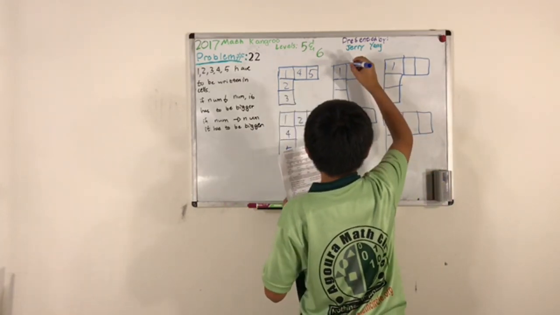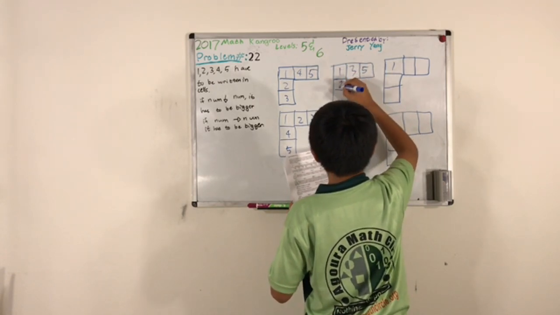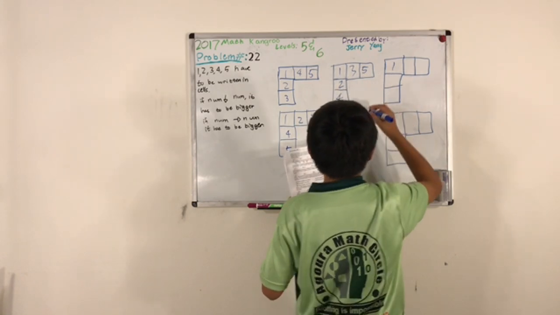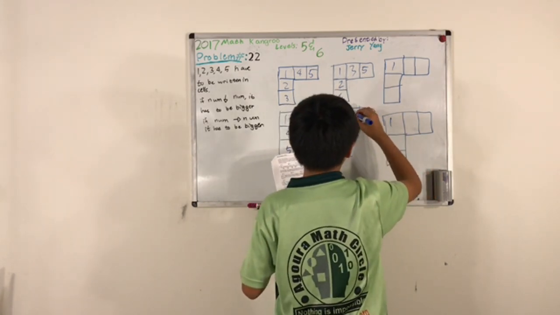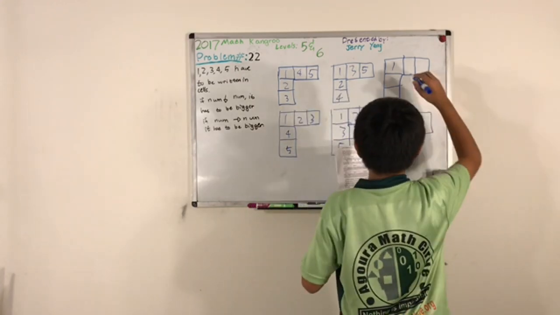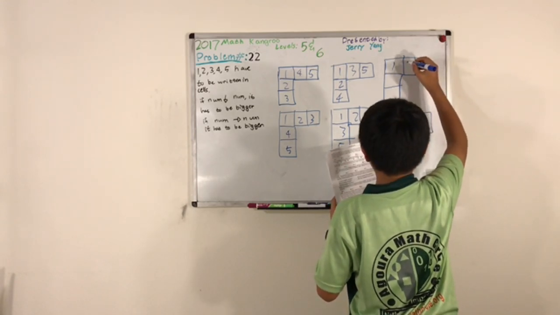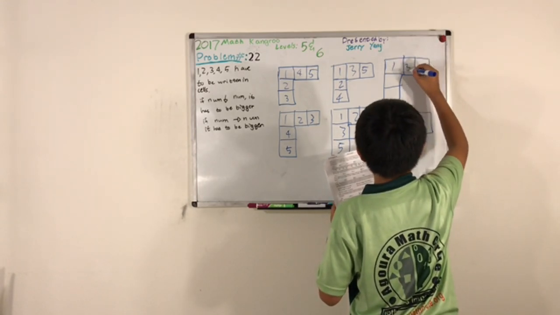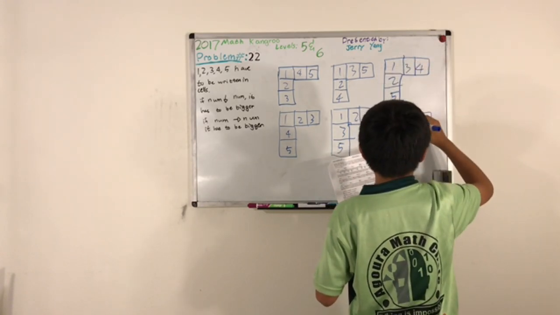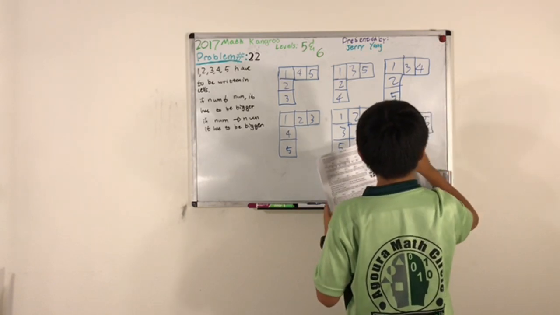So we know this one can be 1, 3, 5, 2, 1, 3, 5, 2, 4. This one can then be 1, 2, 4, 3, 5. And then this one can be 1, 1, 3, 4, 2, 5. And then this is 1, 2, 5, 3, 4.